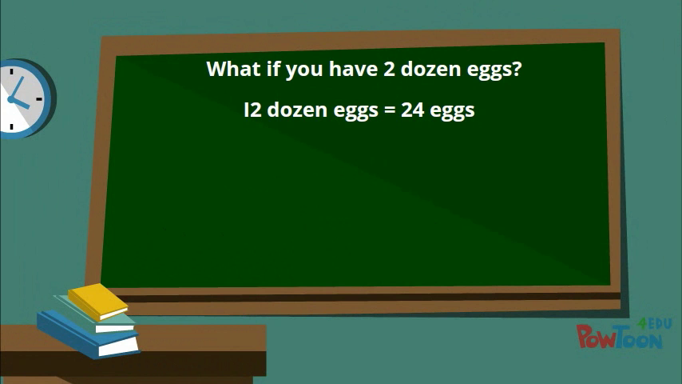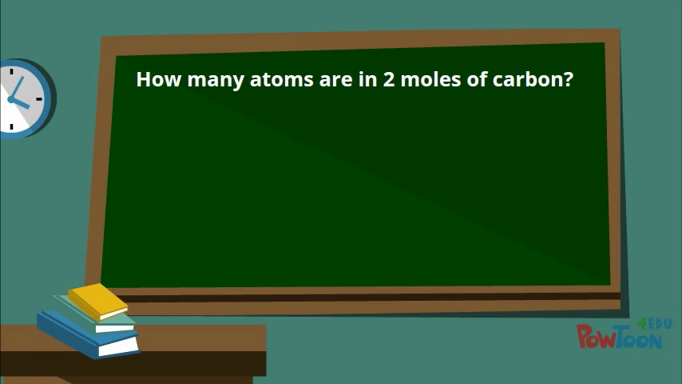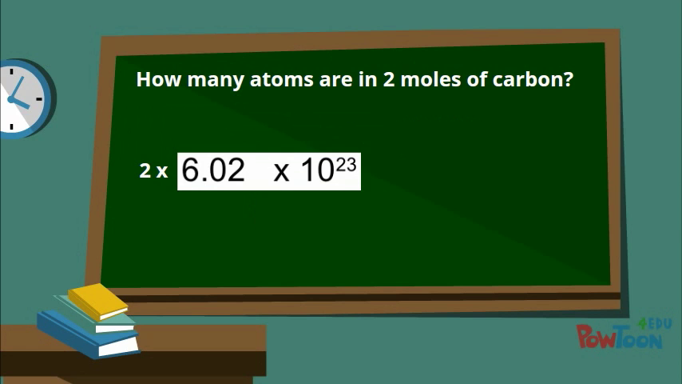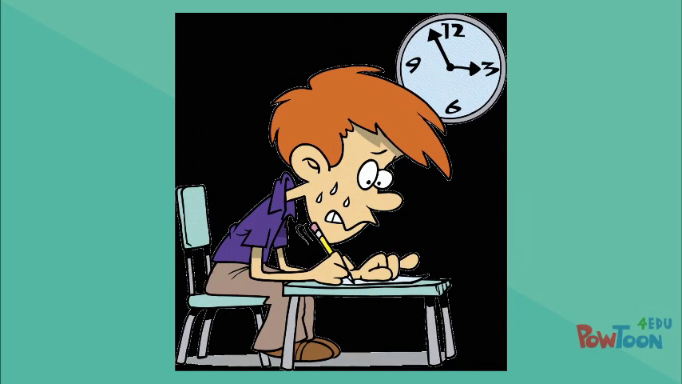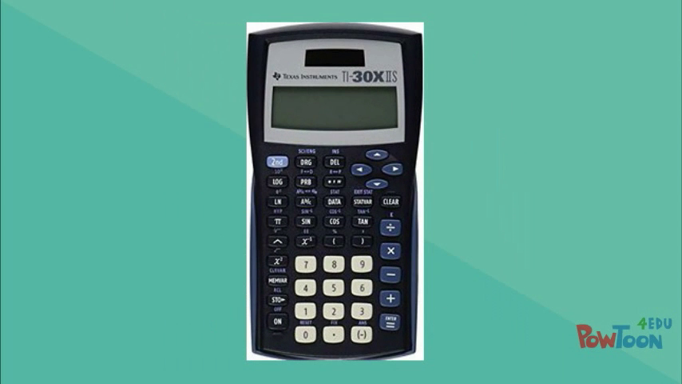Okay, awesome. But what if we have 2 dozen eggs? Well, that's easy math. This equals 24 eggs because 2 times 12 equals 24. Well, the same simple math applies to moles. If I have 2 moles of carbon, 2 times Avogadro's number would give me the number of atoms in 2 moles. This sounds complicated, but never fear, your calculator will help you with the scientific notation.